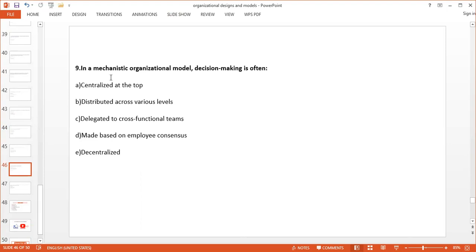In a mechanistic organizational model, decision making is often: A, centralized at the top; B, distributed across the various levels; C, delegated to cross-functional teams; D, made based on employee consensus; E, decentralized. The answer is A, centralized at the top.